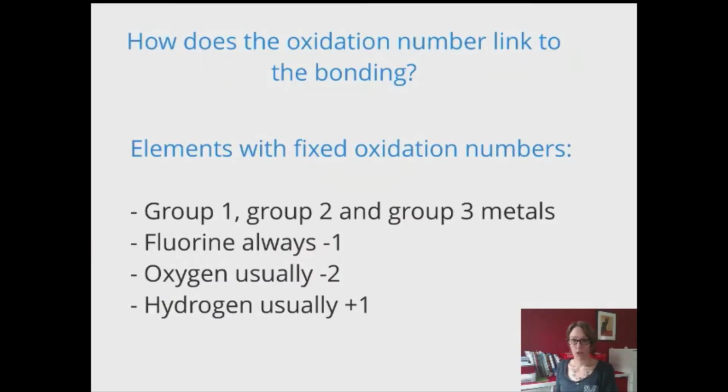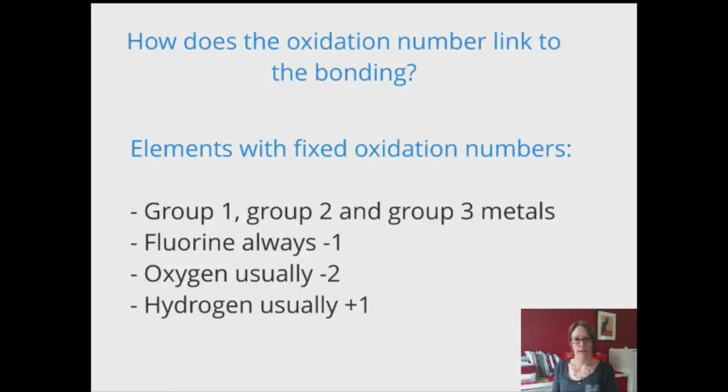So the rules we should already know is that there are some elements that have fixed oxidation numbers. For example, group 1, group 2 and group 3 would always be +1, +2 and +3 respectively. Fluorine, we should know that fluorine in a compound is always -1 without exception, and that oxygen is usually -2, but then there are some exceptions that we need to know, and hydrogen is usually +1. And again, there is an exception to the hydrogen rule.